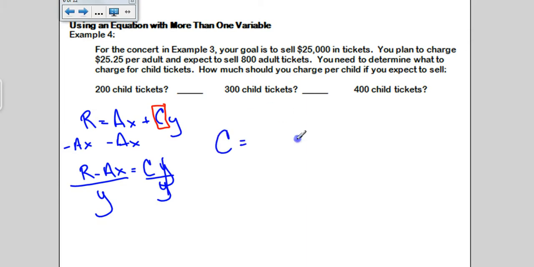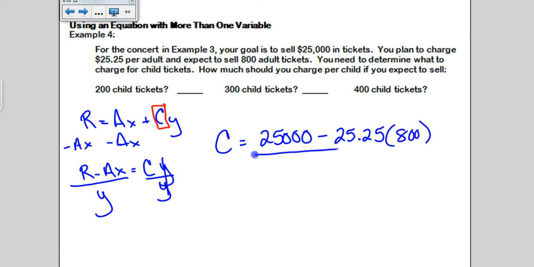C equals revenue, which is $25,000, minus A, the amount we're going to charge for an adult, which was $25.25, times X, the number of adult tickets, which was 800. And then we're going to divide all of that by the number of children's tickets. Now, unfortunately, that's going to change, so I'm going to want you to just put a Y there for now.